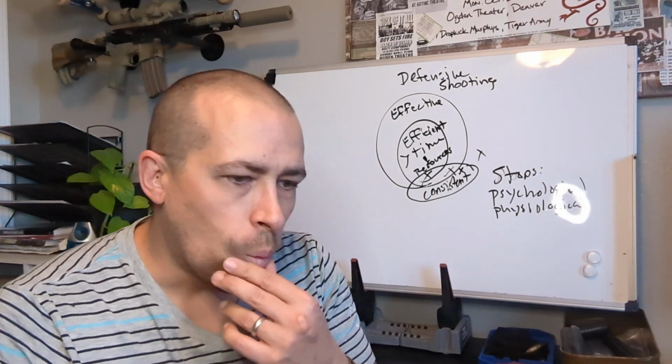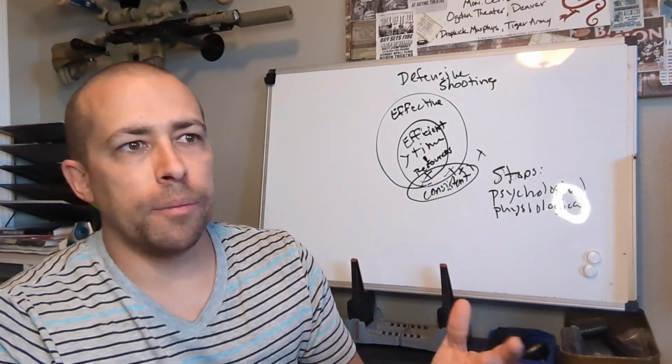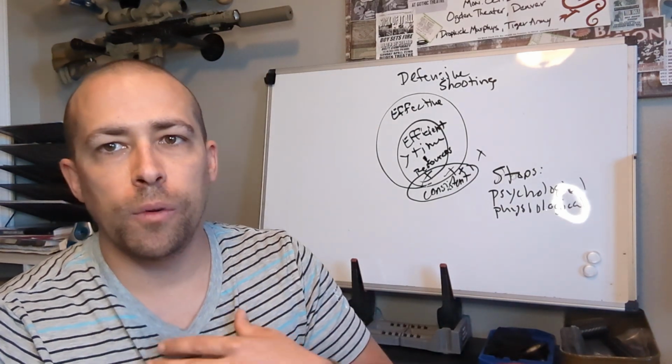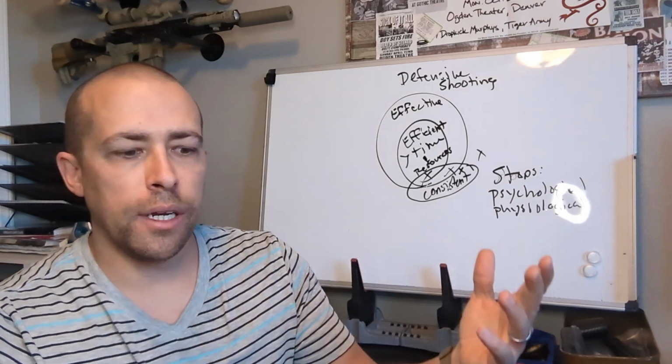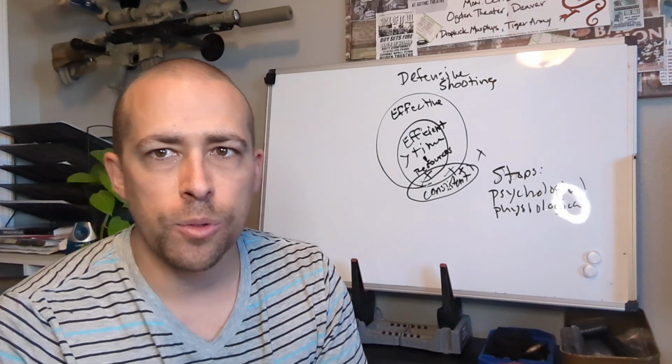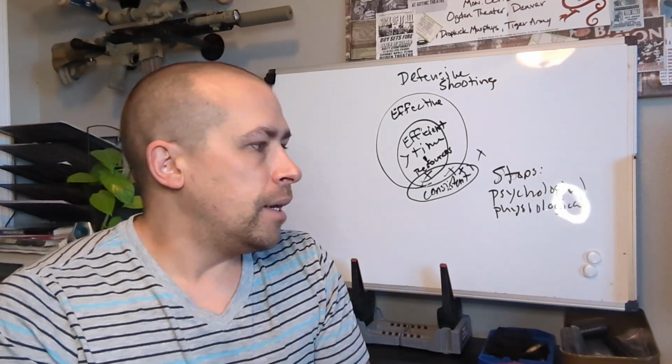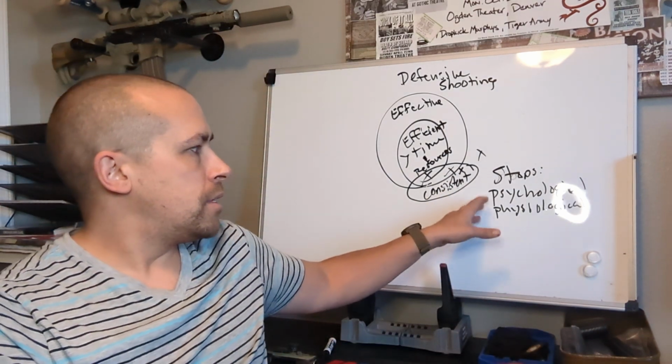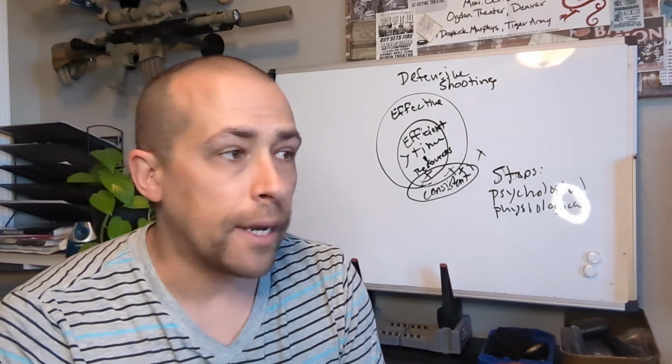Oftentimes, with blood loss, death is part of the outcome, because if they're bleeding to the point where they lose consciousness, they're probably not going to get help fast enough to save their life. So, all that to say, these are the two types of stops when it comes to stopping an attack.